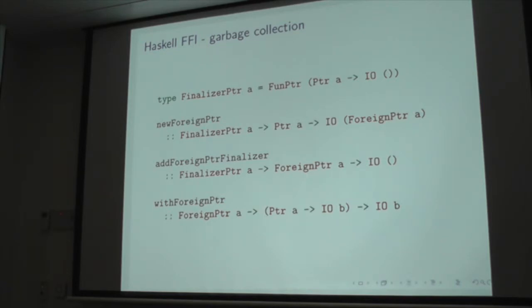And for unwrapping foreign pointers, there's the function withForeignPointer, which takes your foreign pointer A and then takes a computation that takes the raw pointer A and returns an IO B. It returns the result of that computation, having unwrapped the foreign pointer and passed just the raw pointer value to that computation.